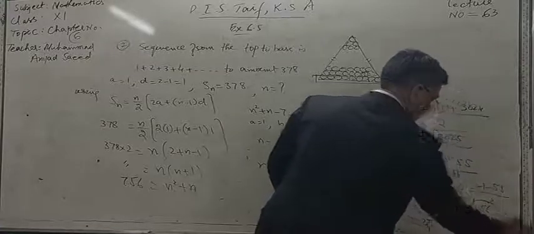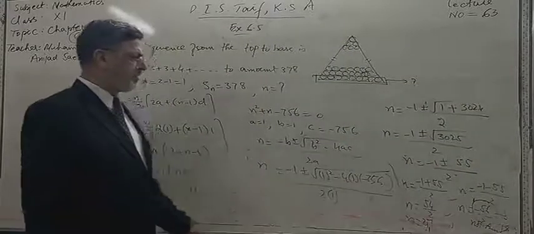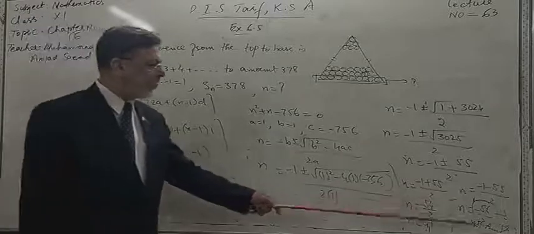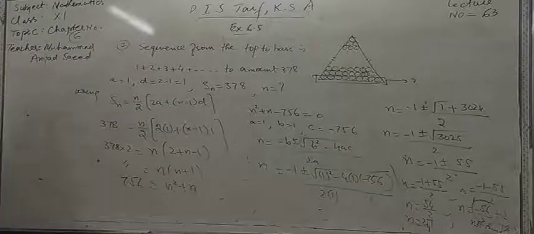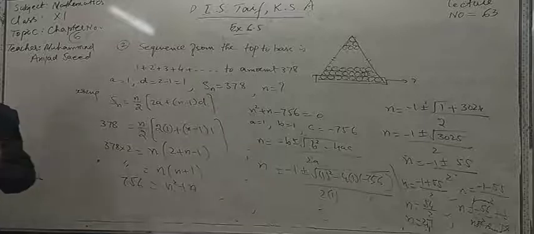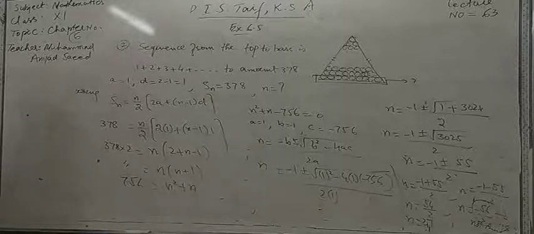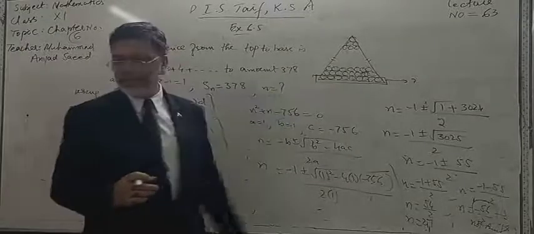Number of terms, number of trees, number of rows can never be negative. So n is equal to 27. So dear students, you have n is equal to 27. There are 27 trees which will be planted in the base row, in the last row.